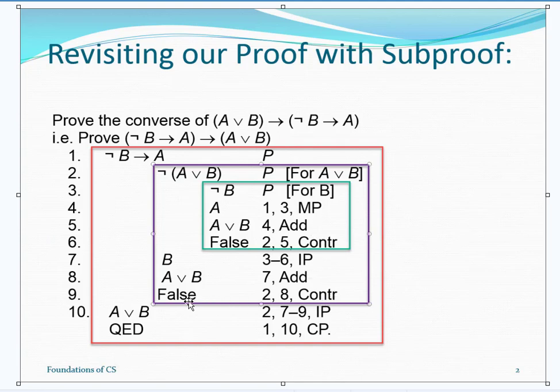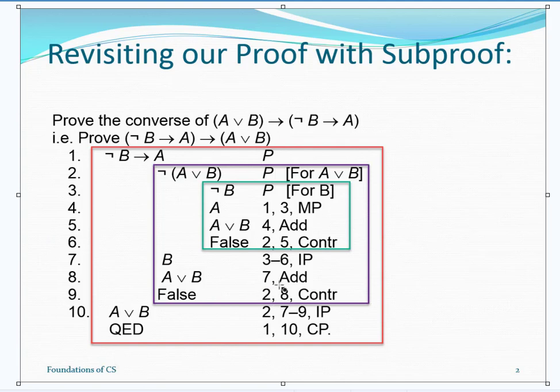Same here with the purple stuff. While I'm in the purple, when I get to, say, line 7 or line 8 or line 9, the stuff in the green is gone. I can't use that anymore. I discharged it when I did my IP. But I could still use line 2, and I could still use line 1. And I can put those anywhere I want. So for example, at the very end of this purple, I use line 2.